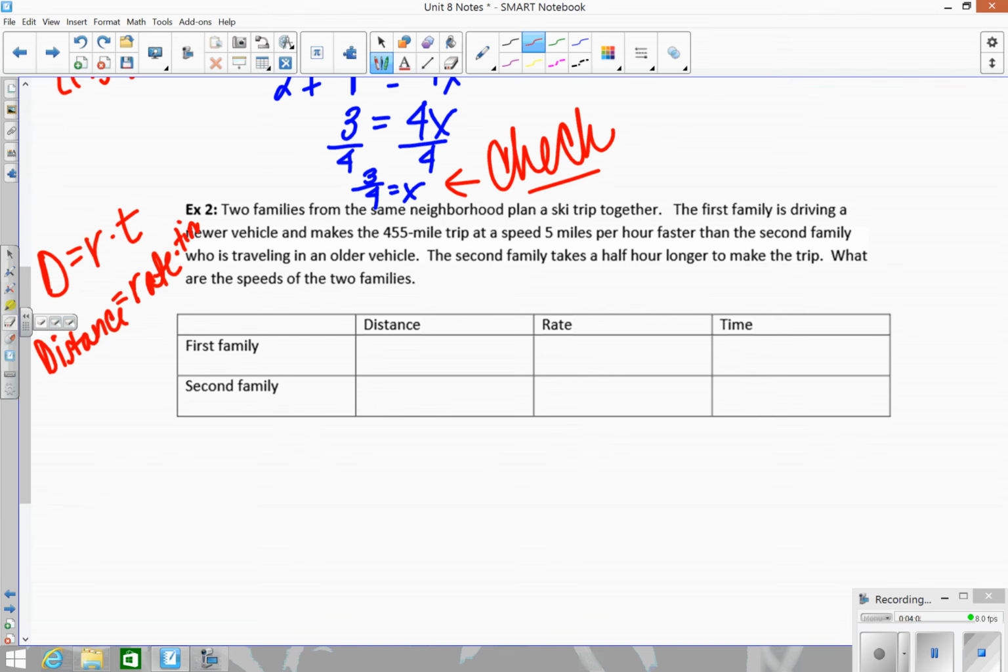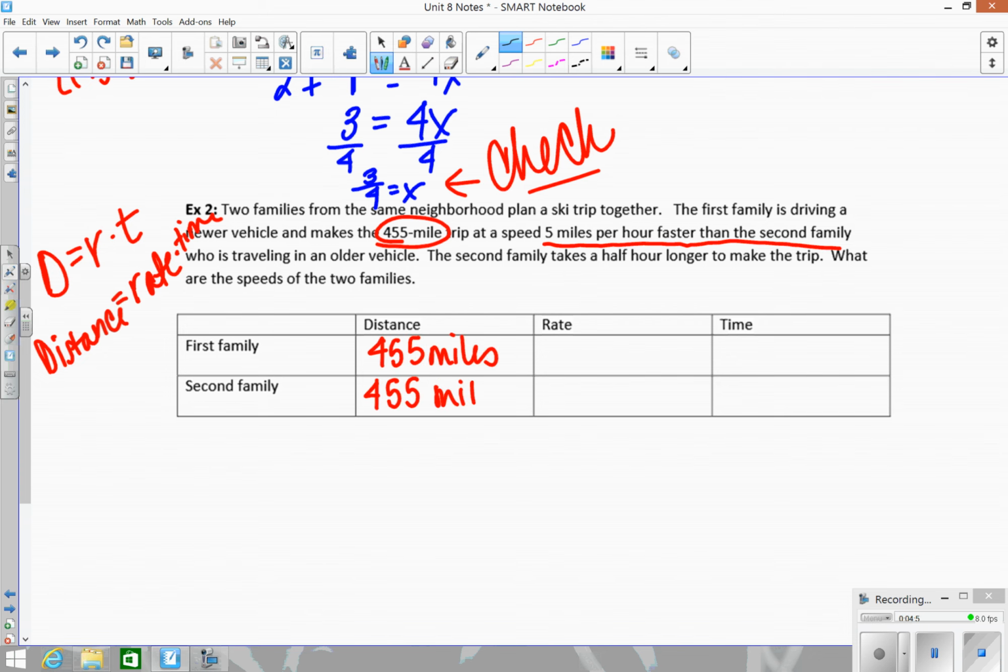Looking at this problem, we have two families from the same neighborhood, and they're planning a ski trip. The first family is driving a newer vehicle and makes the 455-mile trip at a speed of 5 miles per hour faster than the second family. The distance for both families is 455 miles because they're going on this ski trip. We're going to fill out this chart to help us organize this problem, because otherwise it's kind of difficult.